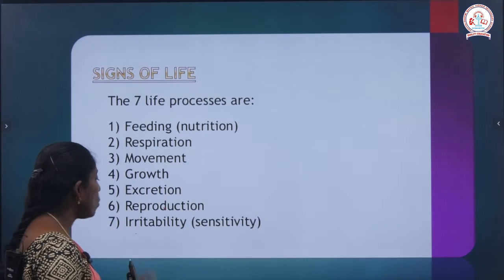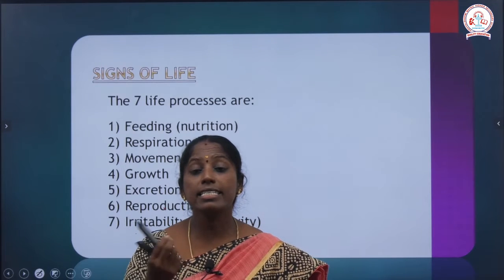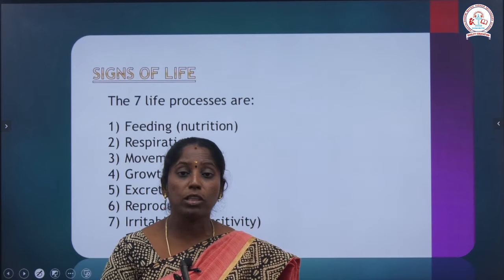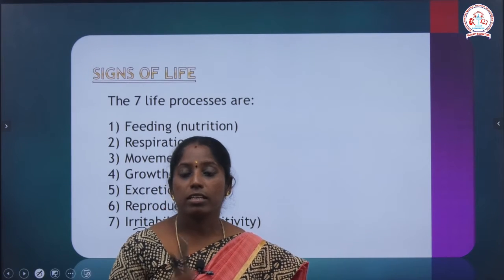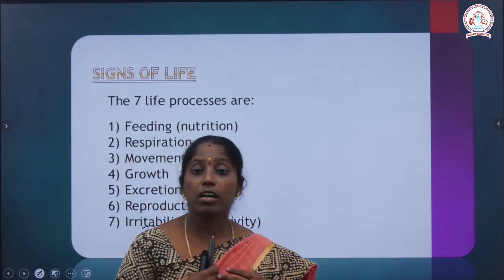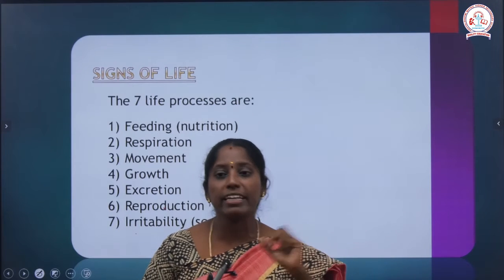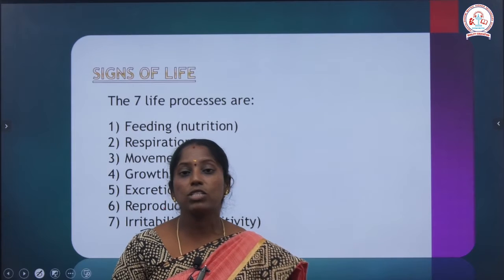Last one, what is that? Irritability. What is irritability? Otherwise called sensitivity. We know, children, the touch-me-not plant. When someone goes and touches it, it will shrink its leaves. Then after some time it opens again. Even we are also having the same feeling. If I touch a hot object, suddenly we take our hand away from that. We wouldn't keep it there; we can feel that. We have that sense.